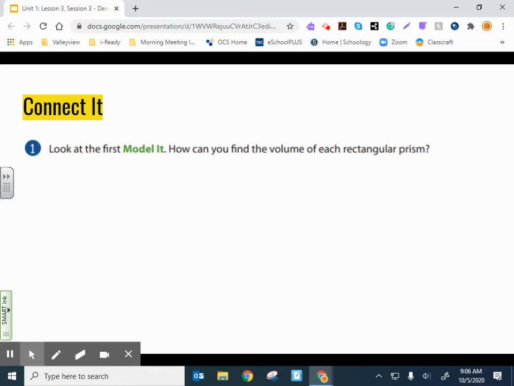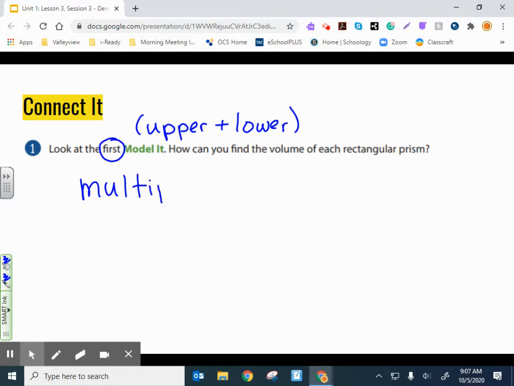Okay, so this first one, and again, they're very specific here. They want you to talk about that first model, the one where we had the upper and lower. How can you find the volume of each rectangular prism? Pretty simple. Just do what we've been doing. Multiply length times width times height. That's how you're going to find it.